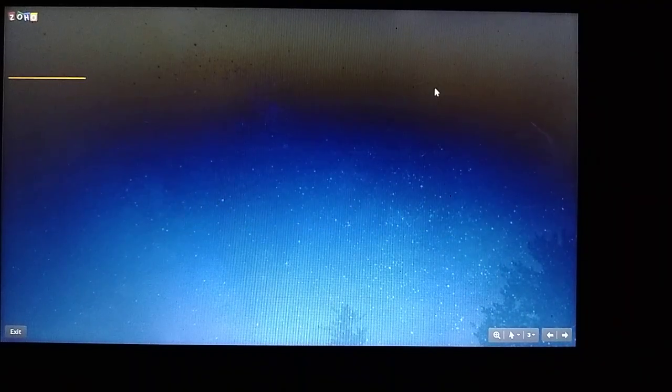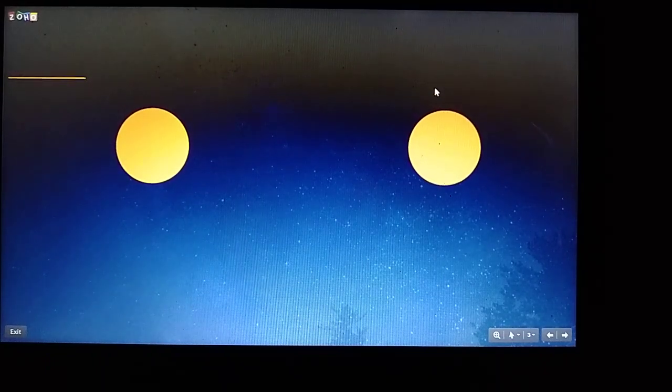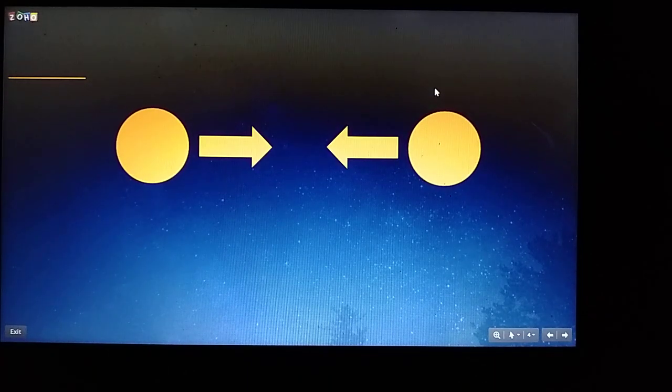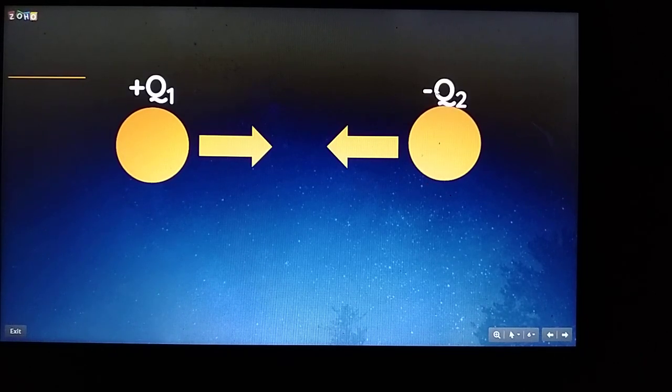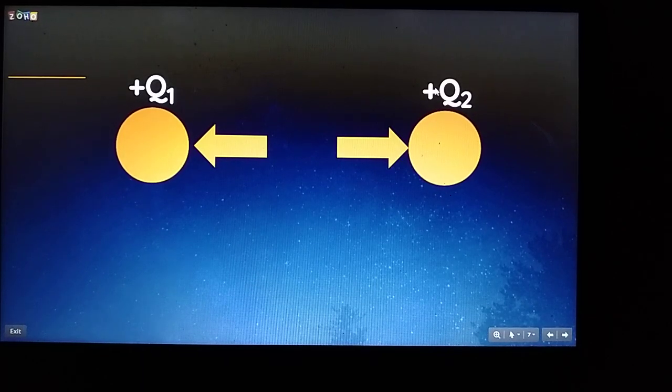According to this law, if two charged bodies are kept at a distance, then they will experience an attractive or a repulsive force depending upon the nature of the charge on the bodies. Now if the bodies are oppositely charged, then they will attract. And if they have the same nature of charge, then they will repel, as you can see.